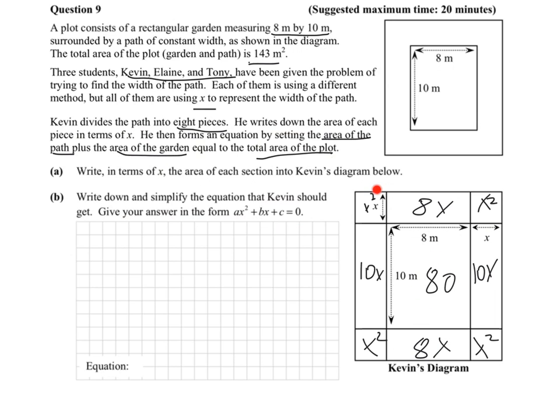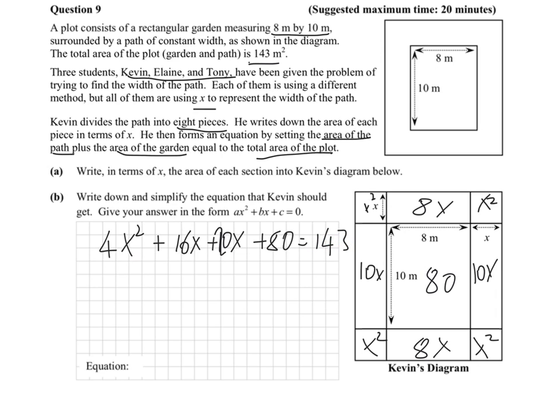So we basically have to add all these up, and we have to set it equal to the total area of the plot. Now this is something that people forget when they do this question. All of this has to add up to the area which we're given up here, which is 143. So we can work this out as follows. We have 4 of these, 4x squared. We have 10x plus 10x, which is 20x. We have 8x plus 8x, which is 16x. And then we have 80 in the middle here. So we add them all up, and that should equal 143.